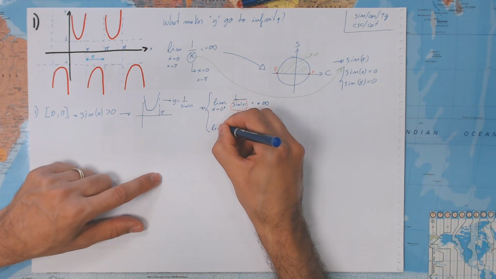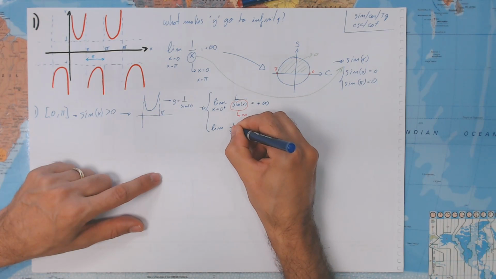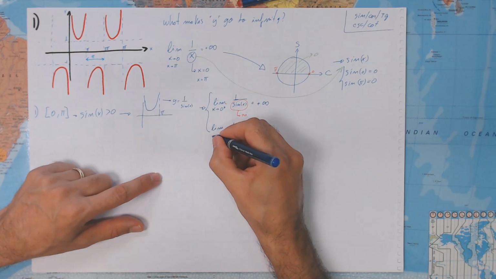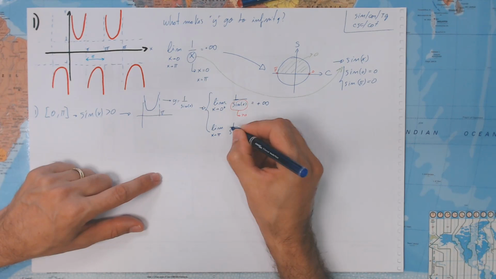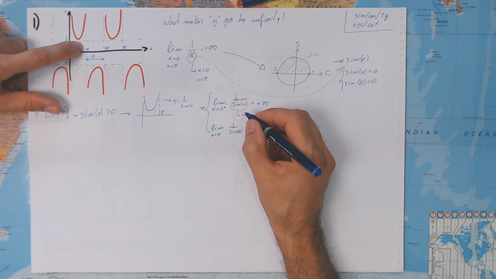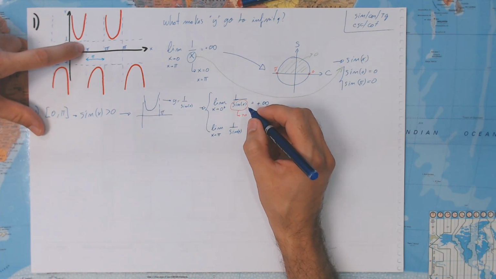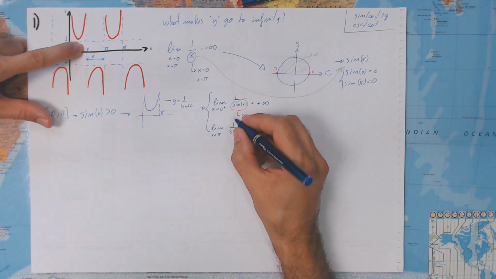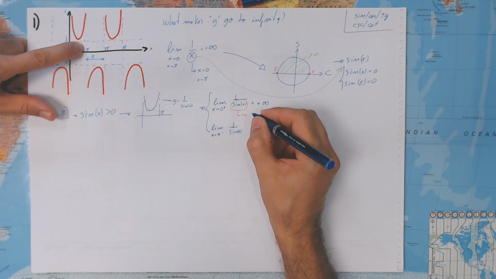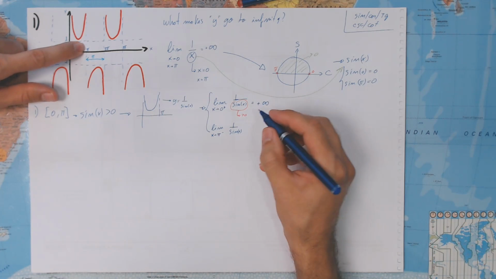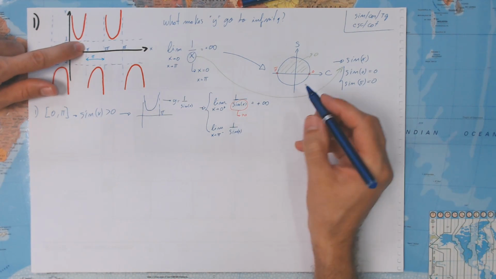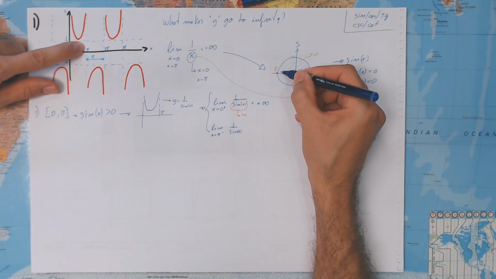And the limit of 1 over sine x, when x goes to pi, now from the left we're going to put a minus in here, from the left. We have not yet reached pi. We are almost there, almost.